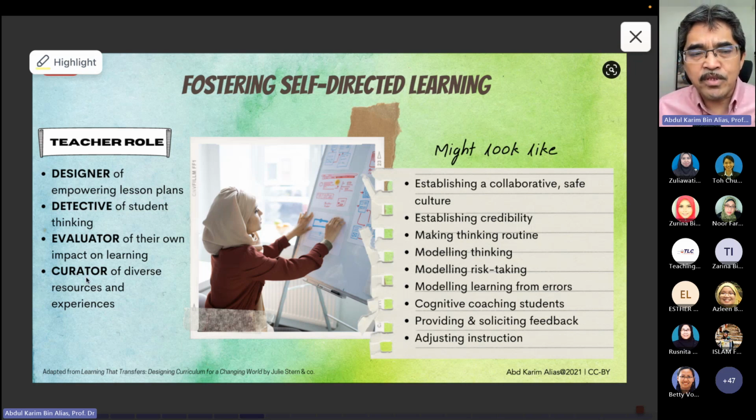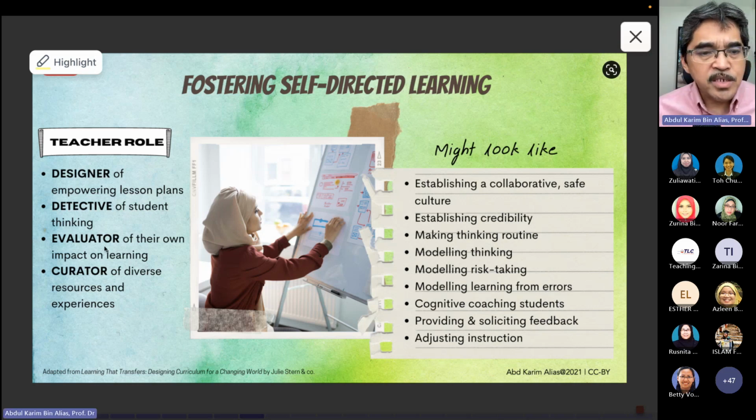So what it might look like if the teachers play this role: establishing a collaborative, safe culture, establishing credibility, making thinking a routine. Thinking now becomes routine, because thinking is difficult. People are lazy to think naturally, but now it becomes like a second nature, almost automatic. Modeling thinking, they can demonstrate to the students how we do thinking, how we apply critical thinking and so on in problem solving. Modeling risk-taking, modeling learning from errors, cognitive coaching students, providing and soliciting feedback, adjusting instruction as necessary.